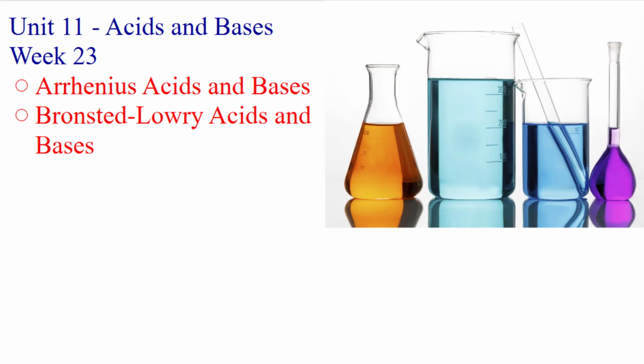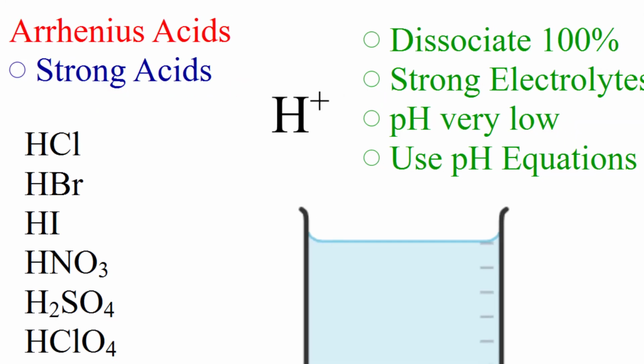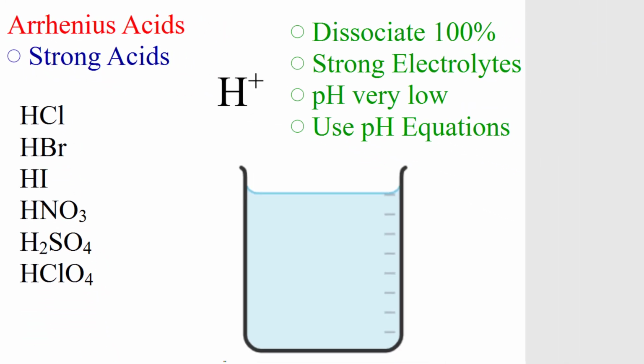Arrhenius was a model that was developed to really deal with strong acids like hydrochloric acid, hydrobromic acid, hydroiodic acid. You can see HF is not in that list. Nitric acid, HNO3, and sulfuric acid, H2SO4, and the last one is perchloric acid, HClO4. What do we know about these strong acids is they dissociate 100%.